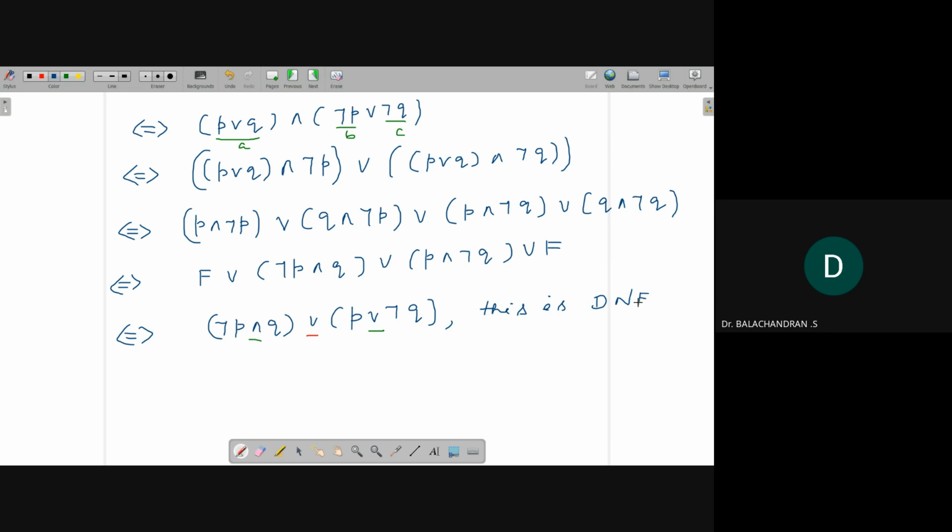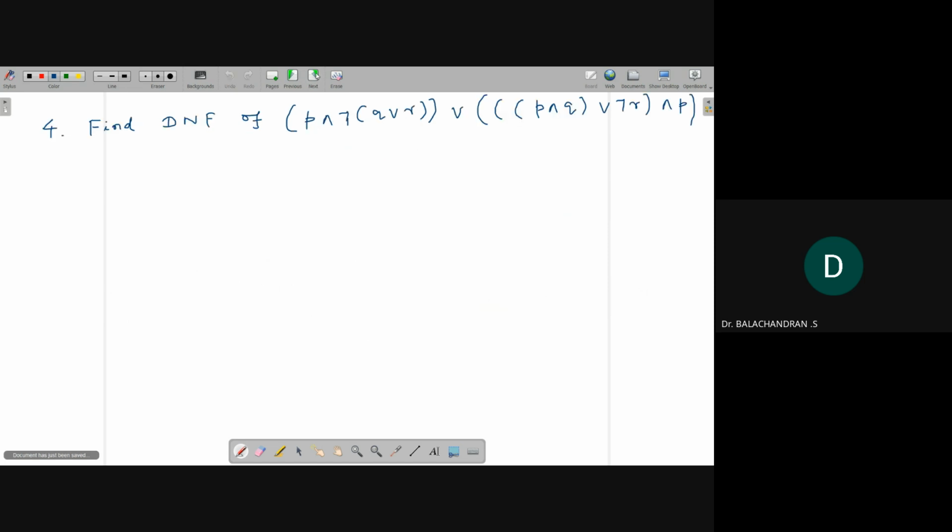Okay. So next problem. Find. Okay. So before going to solve this problem, first of all, I will tell there is one more. I think for this we don't need that formula. You can do it directly. So find DNF of this formula.